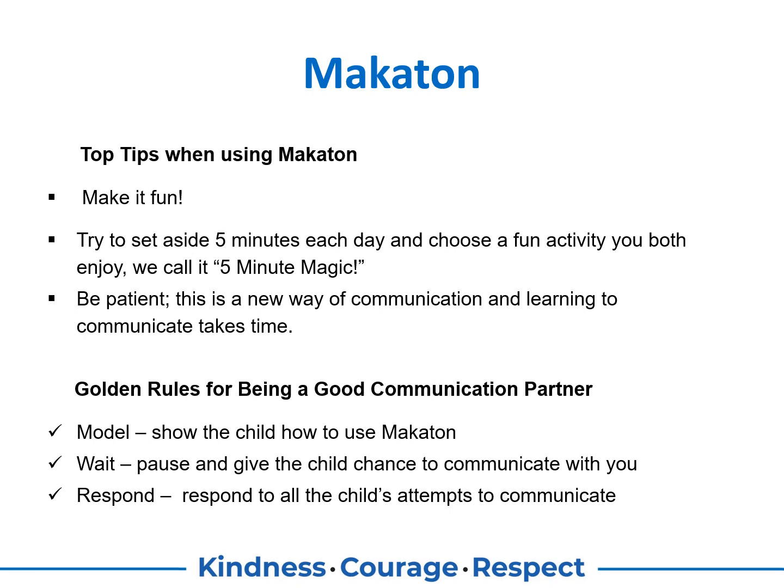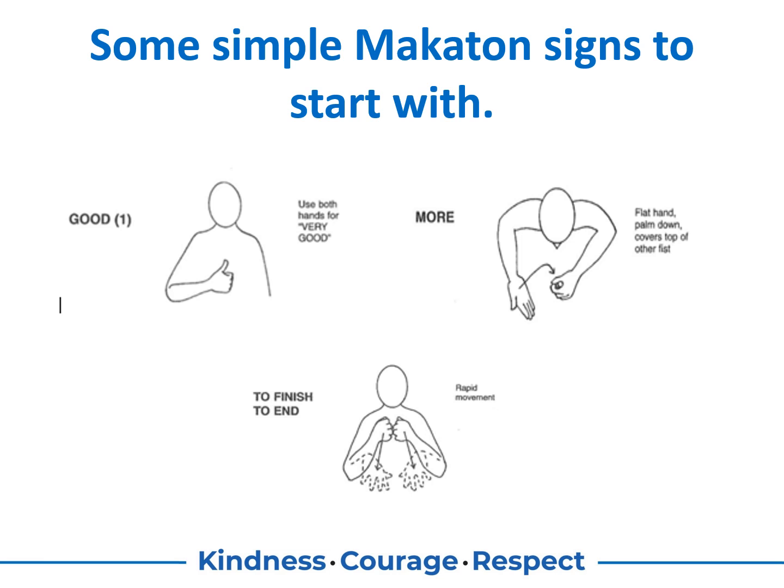Golden rules for being a good communicating partner are to model: show the child how to use Makaton. And wait: pause and give the child a chance to communicate with you. Respond: respond to all the child's attempts to communicate. Some simple Makaton signs to start with might be good, more, finished, end.